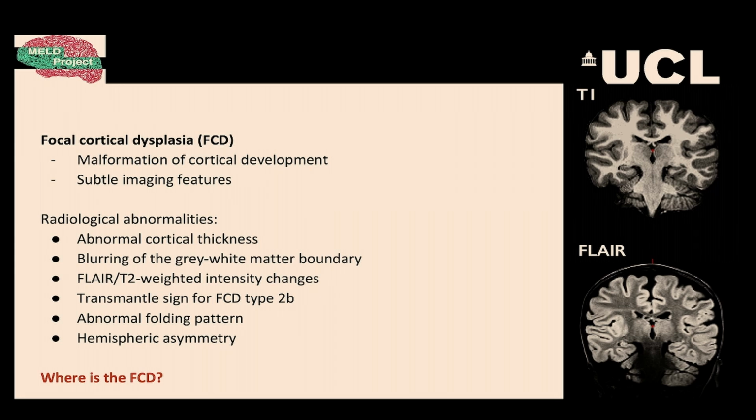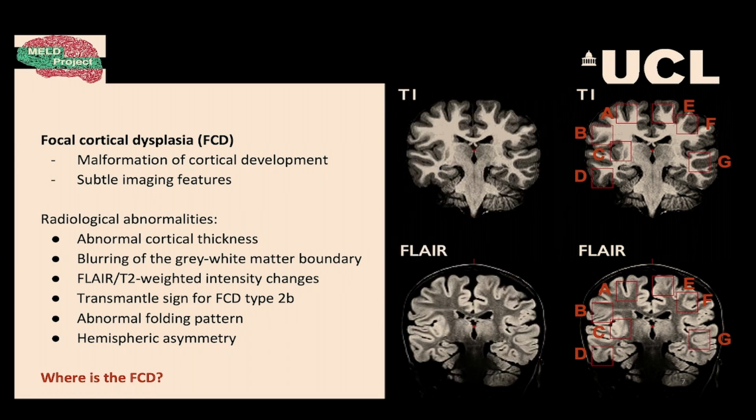Okay. So focal cortical dysplasias are a malformation of cortical development. That means they start to develop in the fetus, but seizures don't tend to start until early childhood. And they're notorious for having these very subtle imaging features. But what radiologists do describe are, and I've taken you to the right section on the right, a T1 and a FLAIR image with an FCD in it, so you can see if you can spot these features. Abnormal cortical thickness, blurring of the gray-white matter boundary, FLAIR or T2 intensity changes, and the classic sign is this transmantle sign, which is a hyperintensity in the FLAIR going from the lesion down to the ventricles. Abnormalities in folding pattern, and then often you're looking at asymmetries of any of these features.